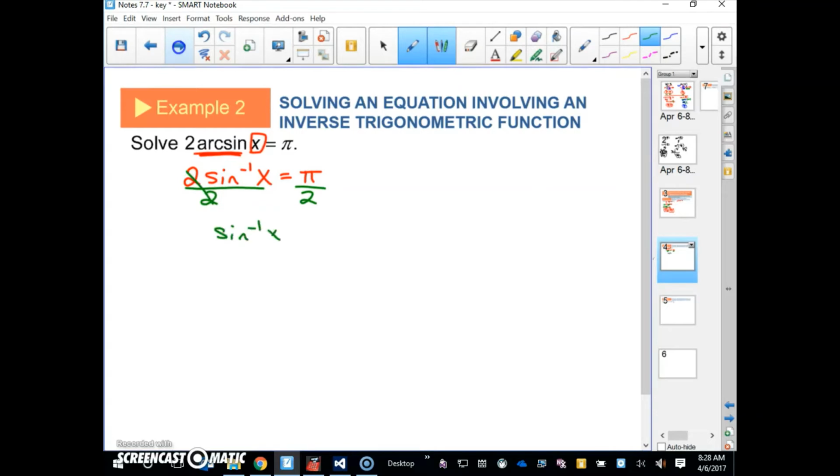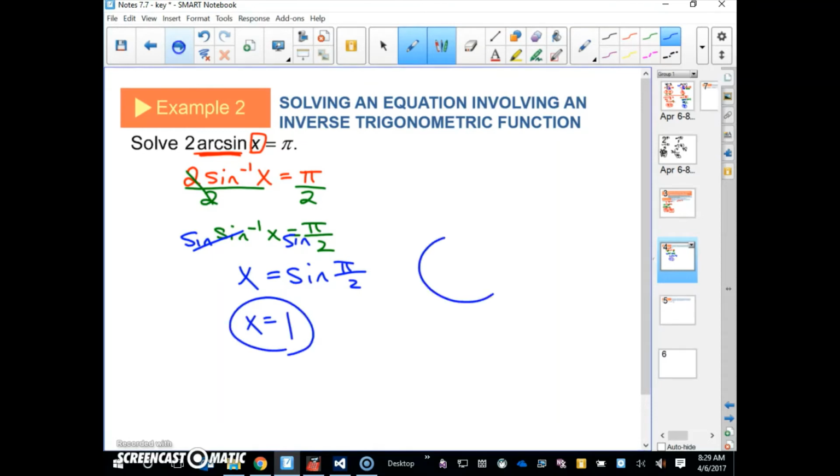So inverse sine of x equals pi over 2. If I want to isolate x, I have to get rid of this inverse sine. What's going to do that? Sine. Good. Let's take sine of both sides. Sine of inverse sine of x is just x. So x is going to equal whatever sine pi over 2 is. So we have sine pi over 2. Sine pi over 2, straight from the chart, equals 1. X equals 1.